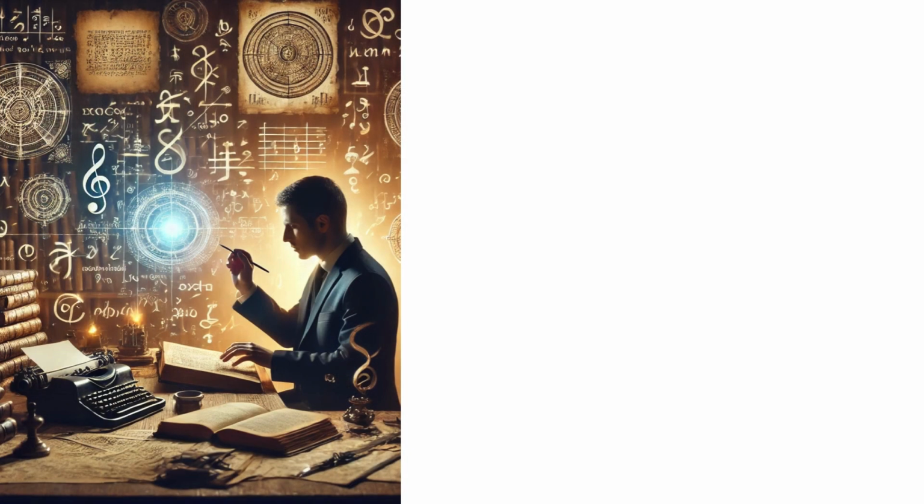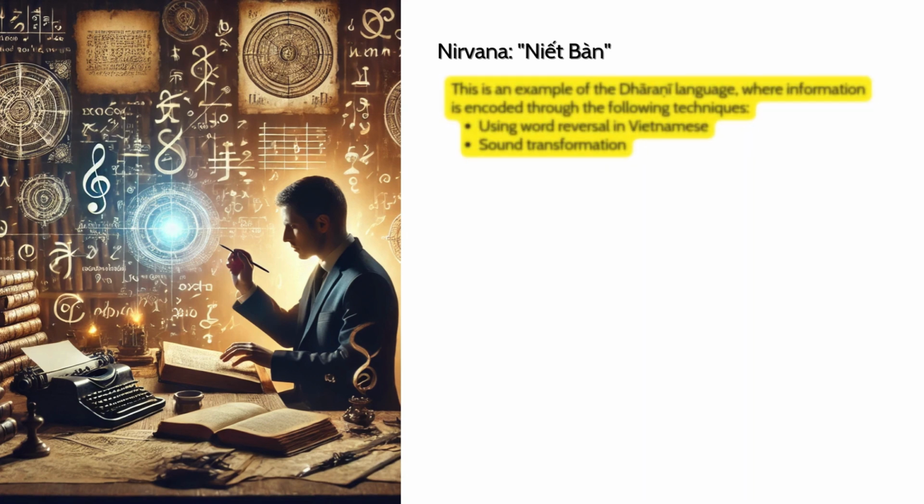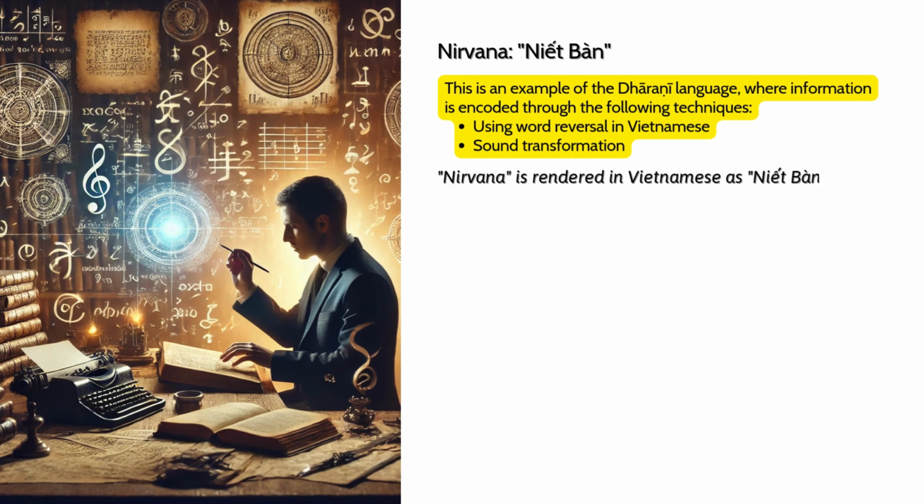Next, we will decode the term nirvana, Niết Bàn. This is an example of the Dhāraṇī language, where information is encoded through word reversal and sound transformation in Vietnamese. Nirvana is rendered in Vietnamese as Niết Bàn, and we will decode each word to uncover an important secret that Shakyamuni Buddha has hidden within.